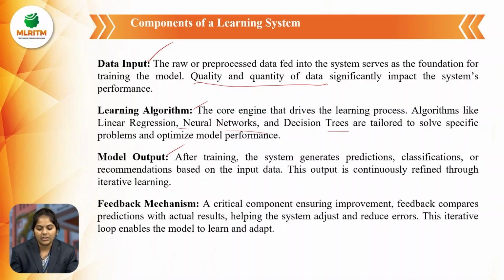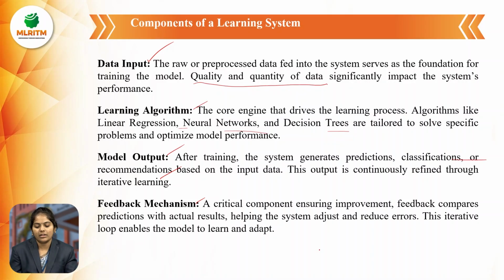And next, model output. Once the training is done, the system will start generating predictions, classifications and recommendations based on the input data, and that output is continuously refined through iterative learning. And the last one will be the feedback mechanism. It is a critical component ensuring improvement: the feedback compares the prediction with the actual result, helping the system to adjust and reduce errors. This iterative loop enables the model to adapt and learn.